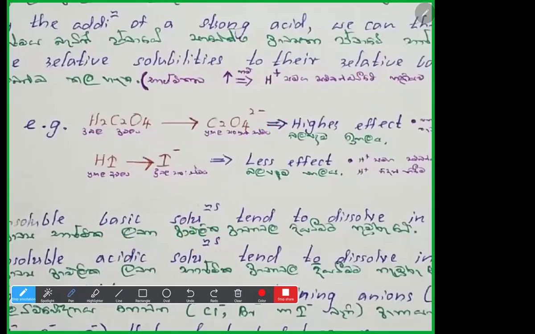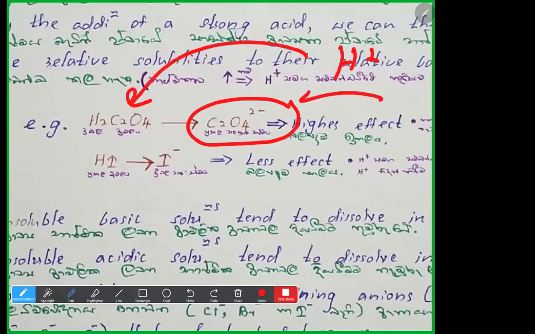So when the acid is stronger, the conjugate base is weaker. When the acid is weaker, the conjugate base is stronger. Why do you say this conjugate base is stronger? Because as a base, it is very easy to accept H+ and go back to here. Dissociation is weaker.